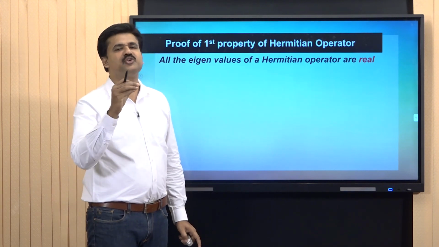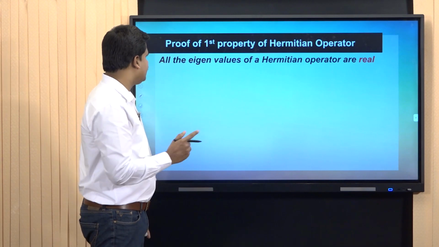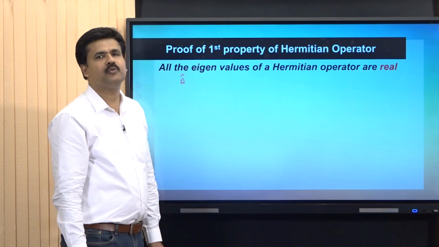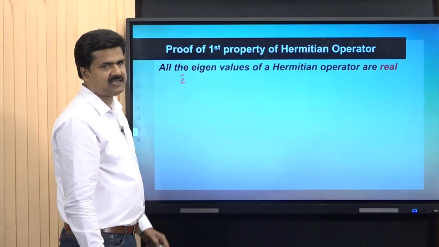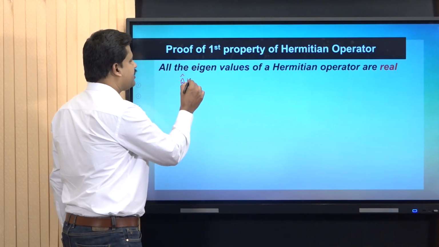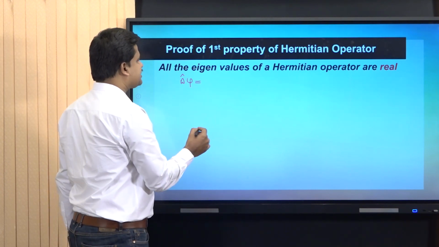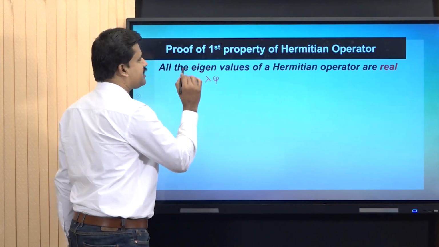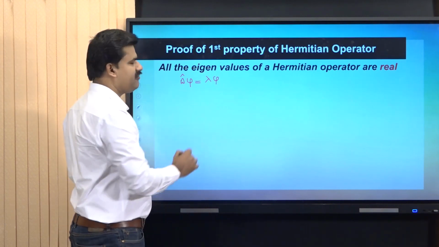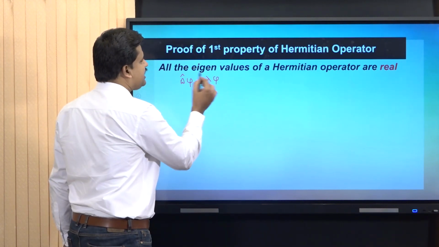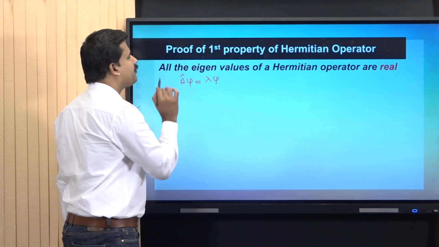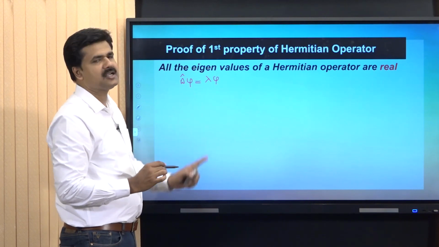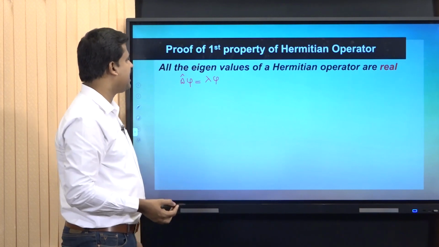For this, we have to proceed in a systematic way. First of all, consider an operator A hat. A hat operates on a function psi, and the result is the psi back multiplied with a constant lambda. This is the eigenvalue equation. Here, psi is the eigenfunction of operator A hat. That means A hat operates on psi to get psi back multiplied with a constant lambda. Here lambda is the eigenvalue.